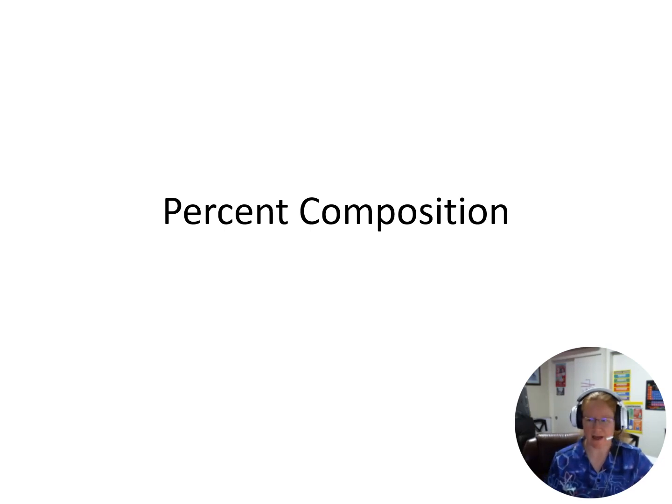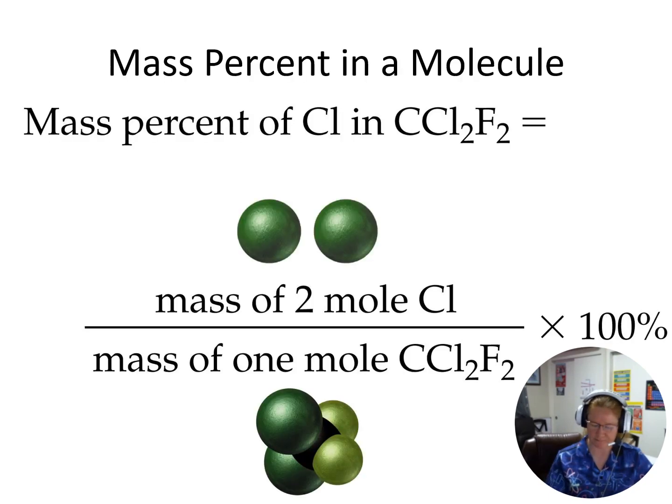Let's take a look at percent composition. So we know the mass of a compound by calculating the molar mass. Well, we know that a compound is composed of more than one element. And so what we can do is calculate the mass percent of each element in a compound.